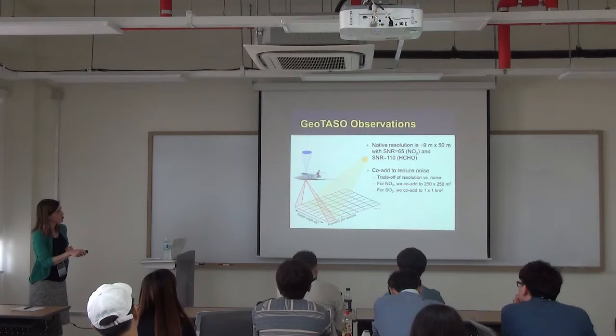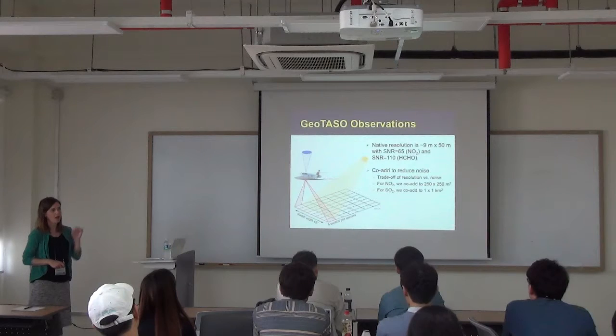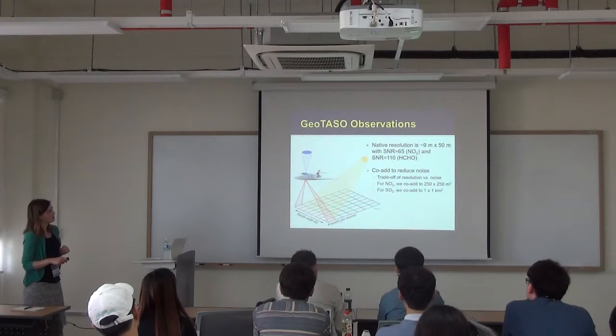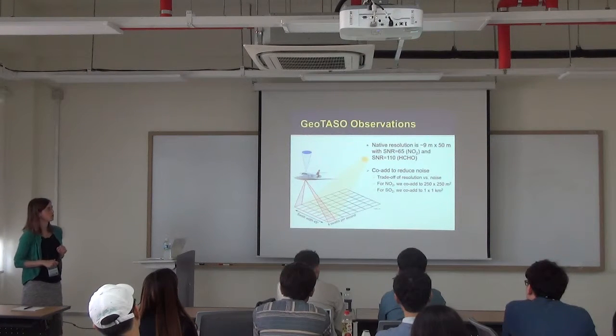So the native resolution of one of these little points is very fine. It's about 9 by 50 meters, depending on how fast the aircraft is flying and how high the aircraft is. And signal to noise is about 65 for NO2. That's way too low to retrieve accurate NO2, and same with formaldehyde. So what we have to do is co-add the spectra to reduce the noise.